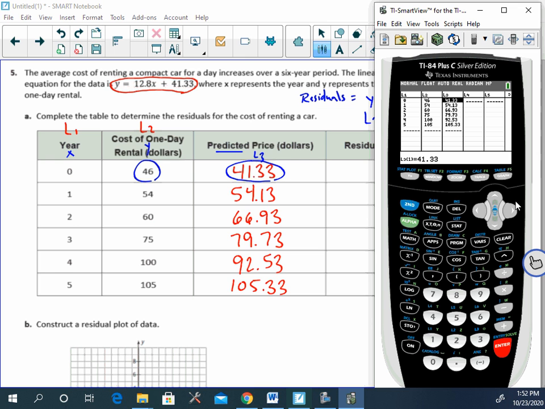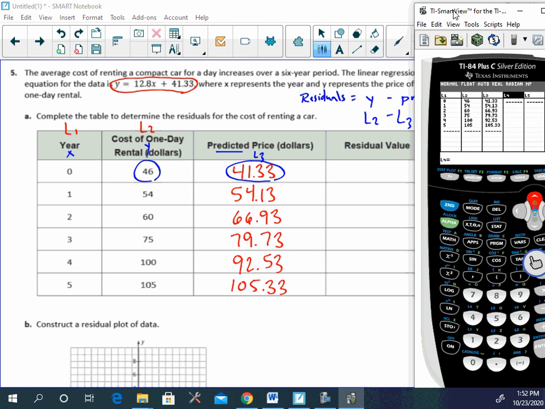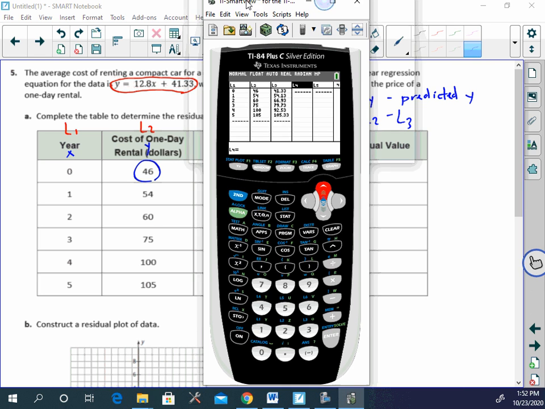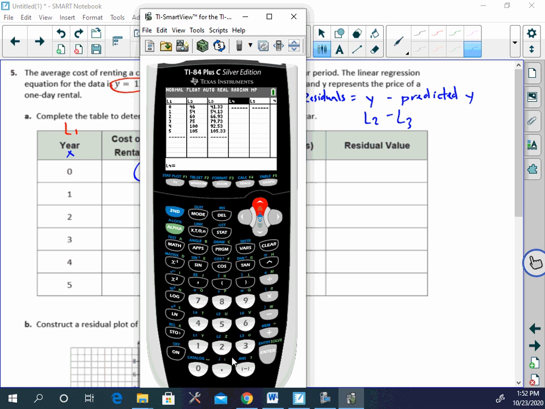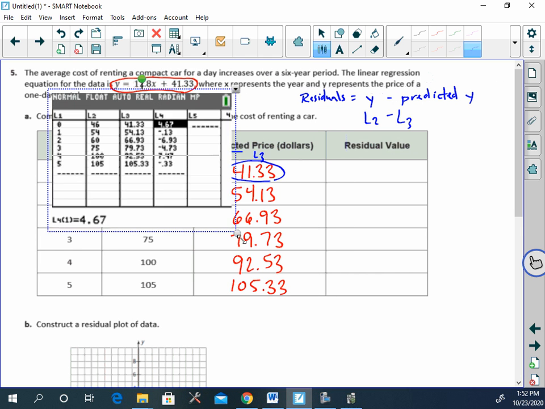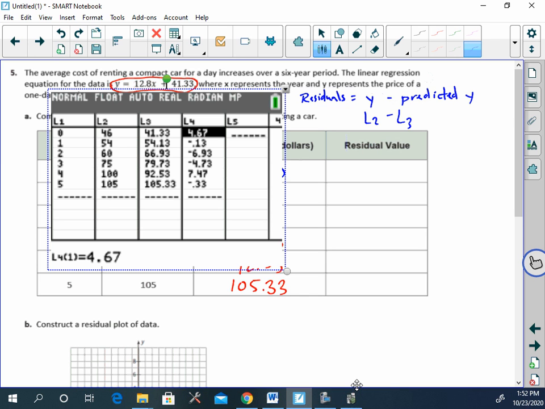I am going to go up to my L4, so make sure the L4 is highlighted, and then we want to do L2 minus L3, and it's going to do all of that for us. So L2 is above the 2, so we have to do second L2 minus second L3, enter, and it gives us all of our values there. So I'm going to go ahead and write those down. And you'd get the same thing if you did it out by hand.